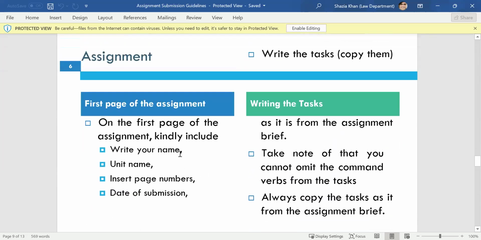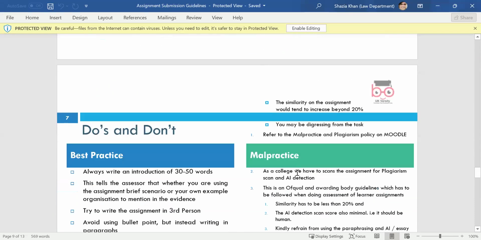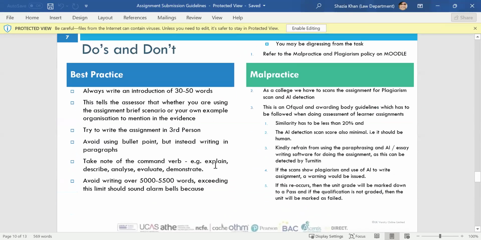Assignment discussion. On the first page, write your name, your unit name, insert page numbers, date of submission, write the tasks out if you want. You could do that, but don't change the wording of the tasks. Do's and don'ts, best practice, always write an introduction. This tells the assessor what you are doing the assignment for, and it's a brief outline of everything, okay? So it's easier to understand.